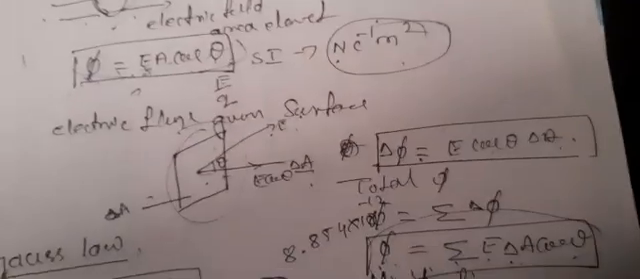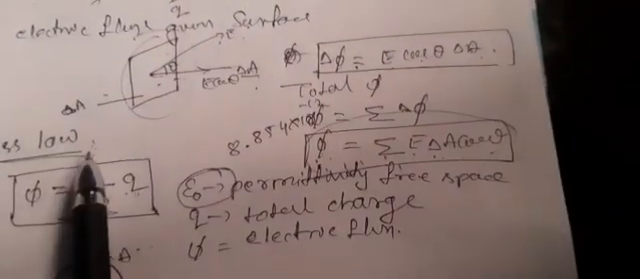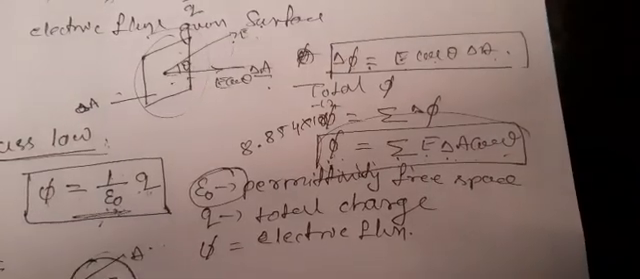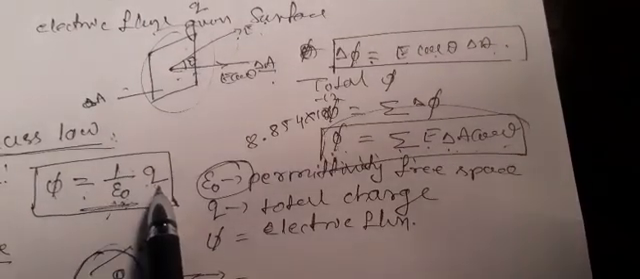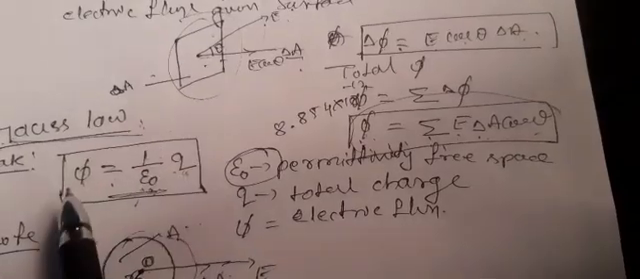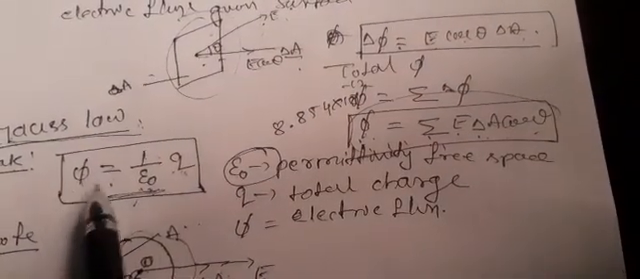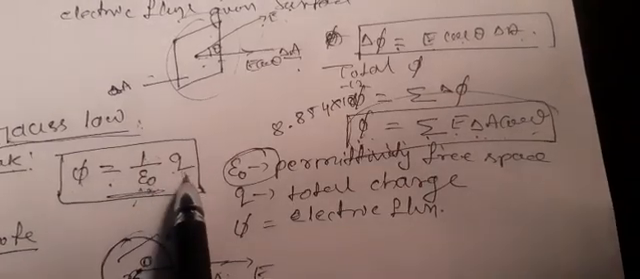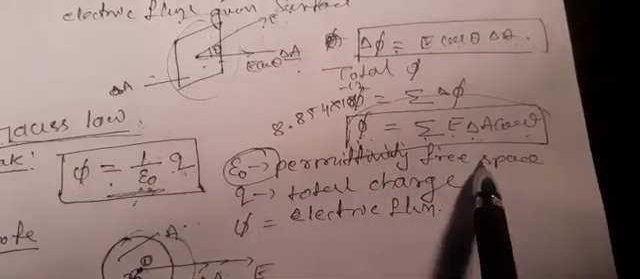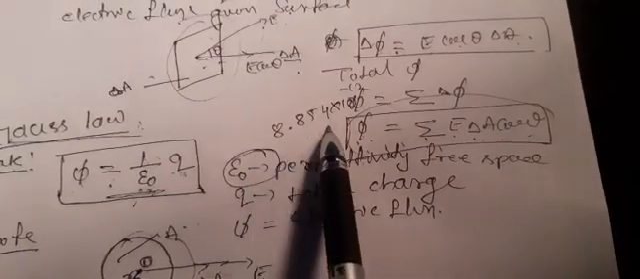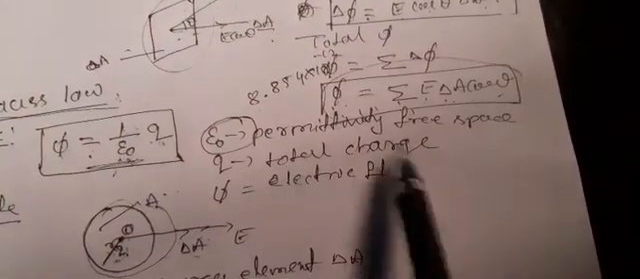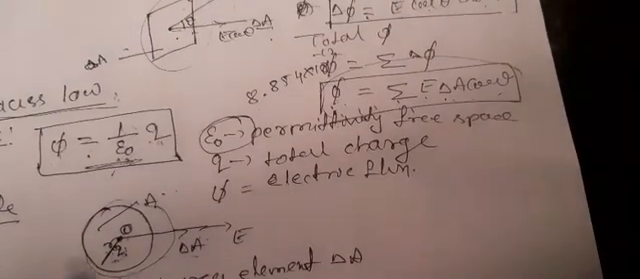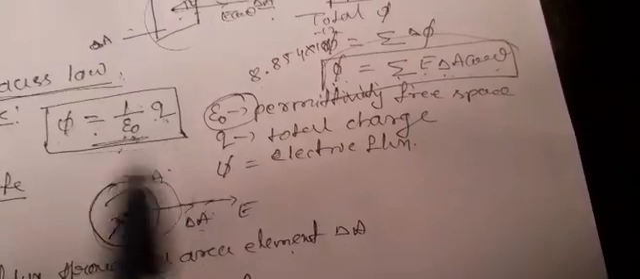Once again, listen. First, what is the statement of Gauss law? According to the law, the total electric flux in a closed surface is equal to 1 by epsilon naught times the net charge. That is the statement of Gauss law. Now the explanation. First, write the equation: phi is equal to 1 by epsilon naught into q. Epsilon naught is the permittivity of free space, whose value is 8.854 into 10 power minus 12 farad per meter. Q is the net charge or total charge. Phi is the total electric flux. How do we prove this equation?